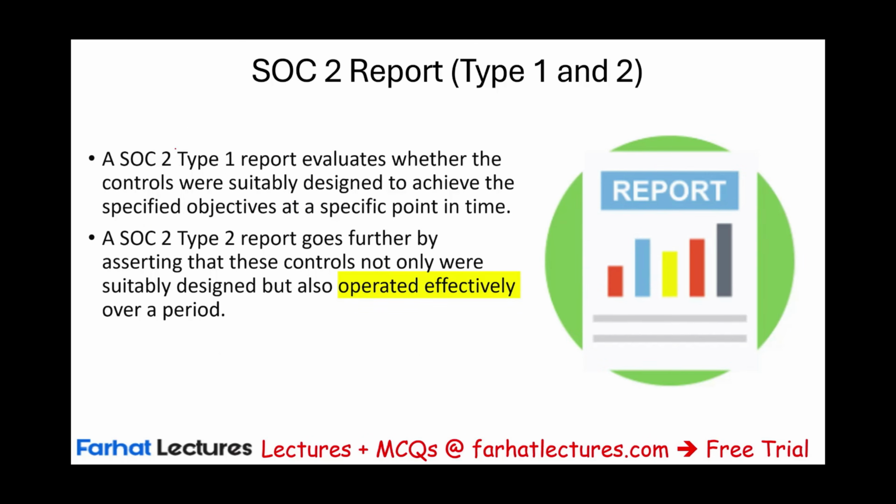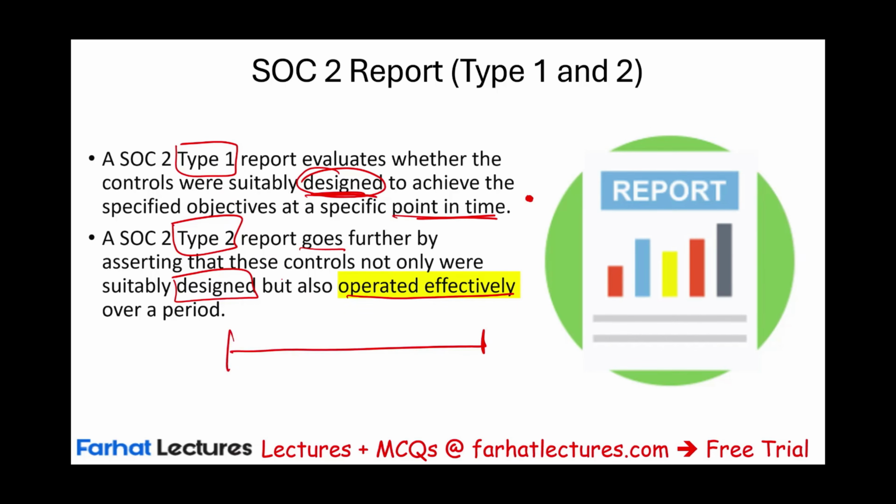And that SOC 2 report could be a Type 1 or a Type 2. If it's a SOC 2 Type 1, the report evaluates whether the controls were suitably designed to achieve the specified objective at a specified point in time. So Type 1 is only about the design, at a point in time. If you are looking for a SOC 2 Type 2 report, this goes further by asserting that these controls were not only suitably designed, but also operated effectively over a period of time. So Type 2 is when we actually test to make sure it's working properly. In Type 1, we're just looking at the design, to see if the design is proper.